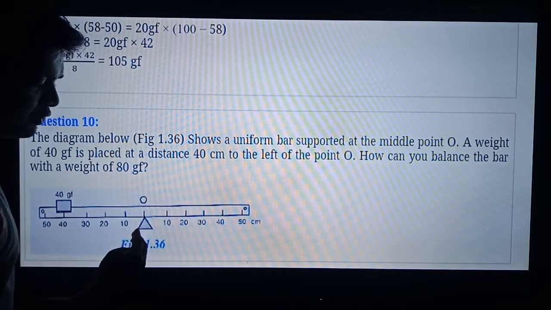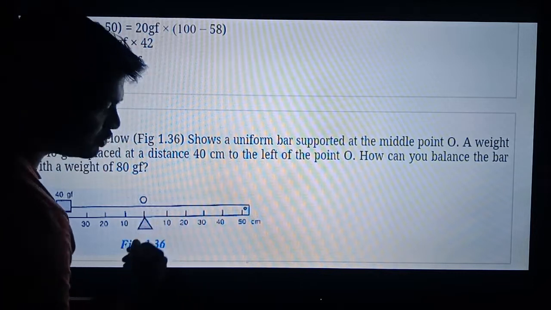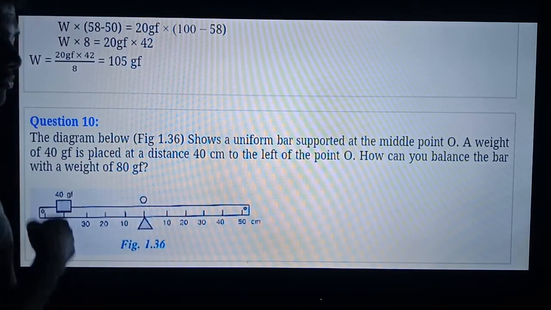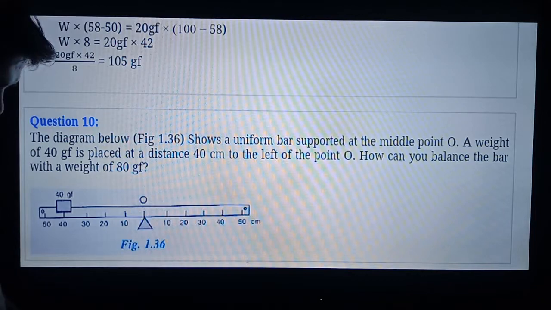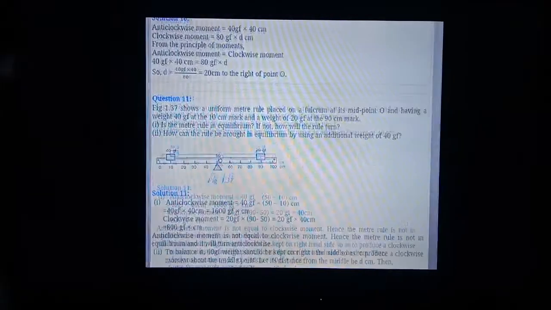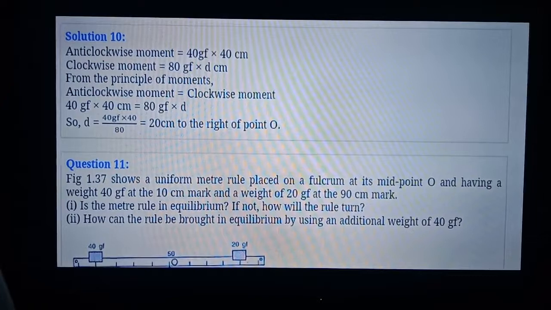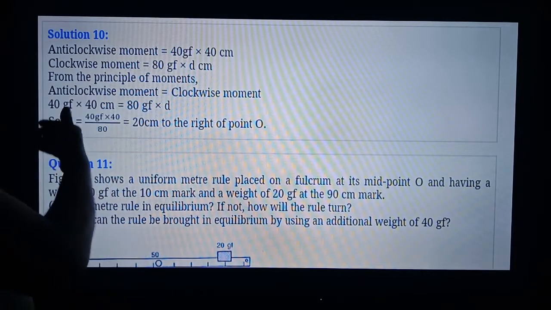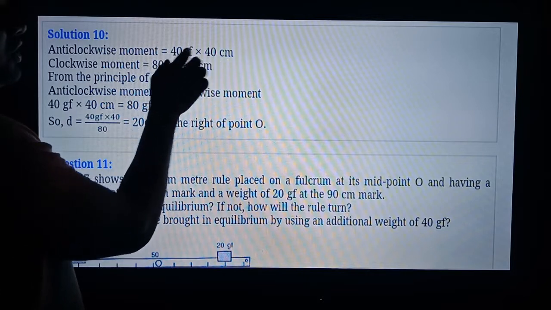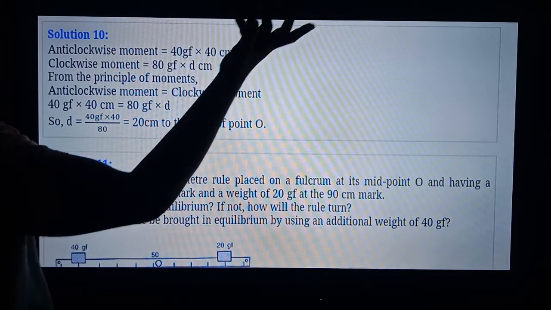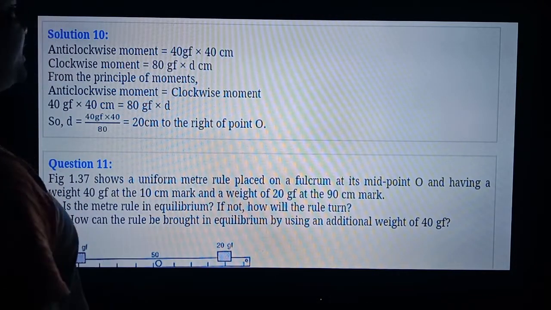So 80 gram force will be kept from this side to this side from the point of pivot. But at what distance, that you have to calculate. See, we know very well that 40 gram force will create anti-clockwise moment. So 40 and the distance that is 40. So 40 and 40 is equal to 1600 gram force centimeter.